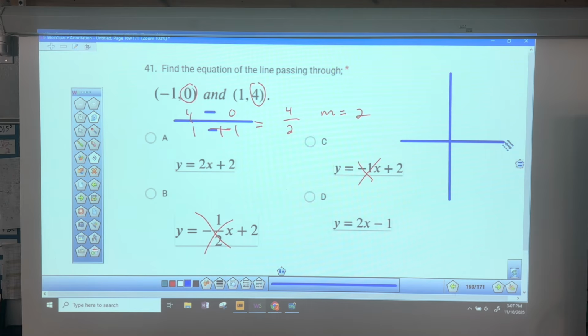Let me plot these points. Negative 1, 0. And 1, comma 4. Notice if I connect those dots, the y-intercept is positive. So the y-intercept is positive. This y-intercept is positive. This y-intercept is negative. Has to be choice A.